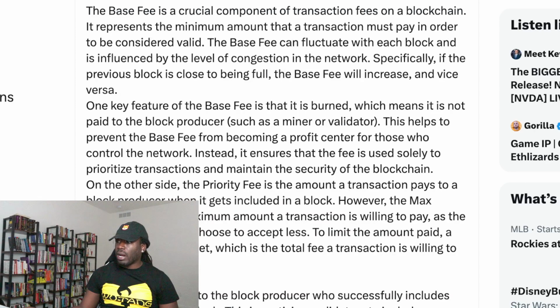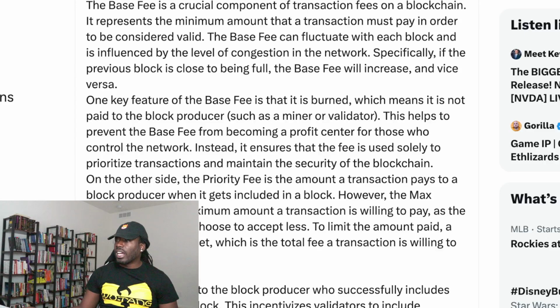On the other side, the priority fee is the amount a transaction pays to a block producer when it gets included into a block. However, the max priority fee is the maximum amount a transaction is willing to pay, as the block producer may choose to accept less. To limit the amount paid, a max gas fee can be set, which is the total fee a transaction is willing to pay.